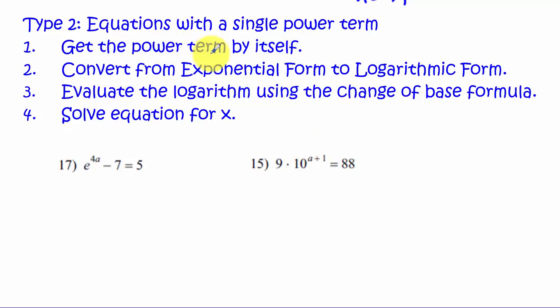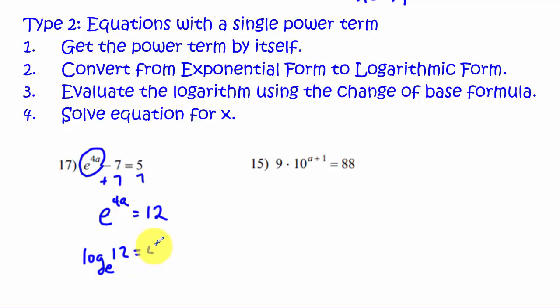So we want to get the power term, the term with the exponent by itself. So in this case, we want to get this by itself, so we're going to add 7 to both sides. And now we want to use what we started at the beginning of this lesson. We want to convert from exponential form to log form. So remember, this will be log base, the same base, so base e, and we crisscross. So I've got log of 12 equals 4a.